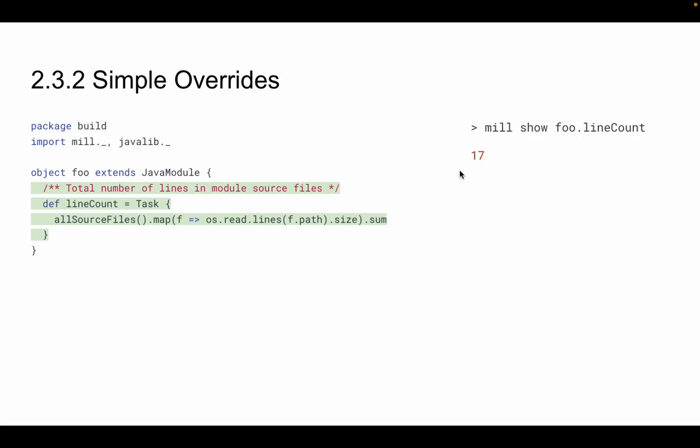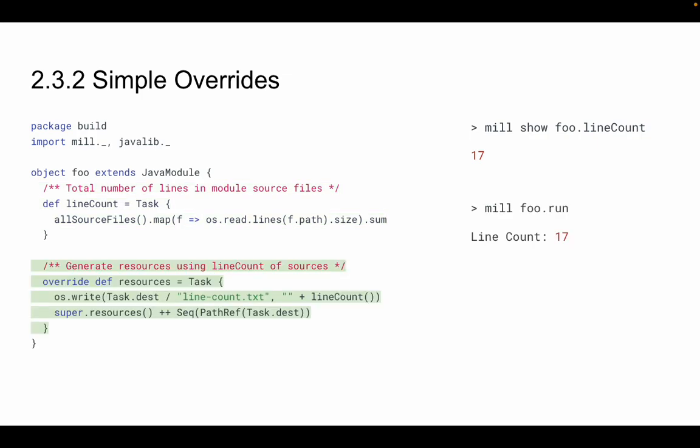Like, what's this task doing? Who's misbehaving? Well, I can ask, what are you returning? What are you returning? And eventually, you'll find who's misbehaving. After I define the line count task, I can define the resource. I can override my resources task and say, well, resources is now not just the previous resources, but it's the super resources plus the task destination folder, and I'm going to write the line count txt into the task destination folder. Then when I run foo.run, it can pick this up at runtime.